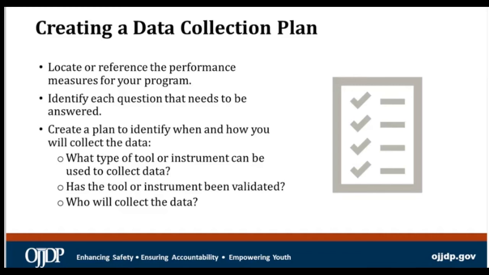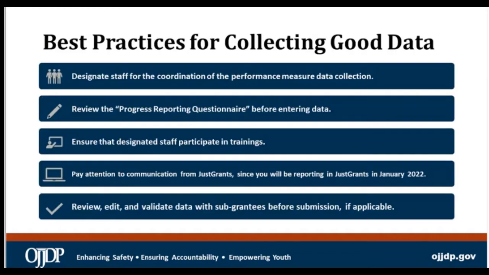There are several best practices you can implement when collecting good data for the upcoming reporting cycle. You want to be proactive in your approach, designating staff for the coordination of the performance measure data collection process. You want to review the progress reporting questionnaire before entering data. And you want to ensure that the designated staff participate in all trainings. Lastly, you want to pay attention to communication from JustGrants and, if applicable, review, edit, and validate data with sub-grantees before submission.